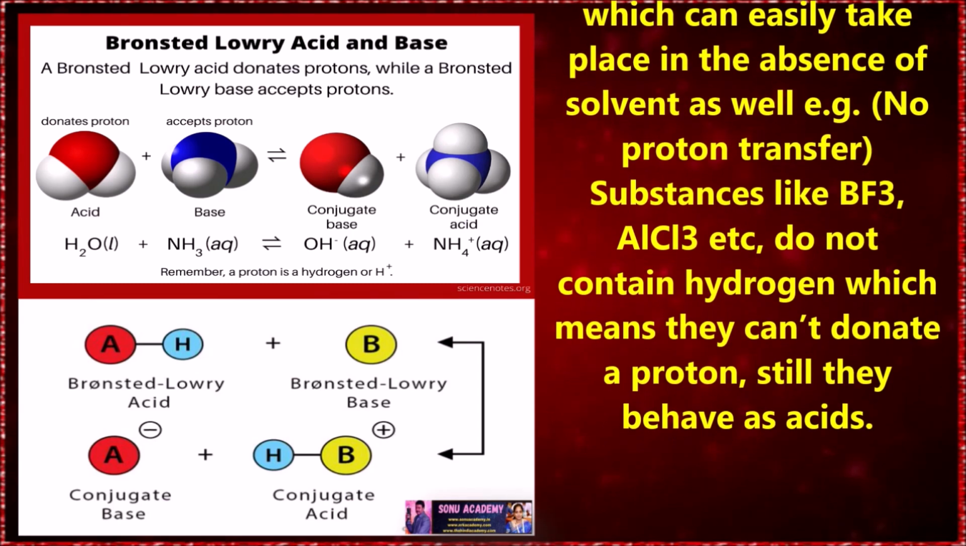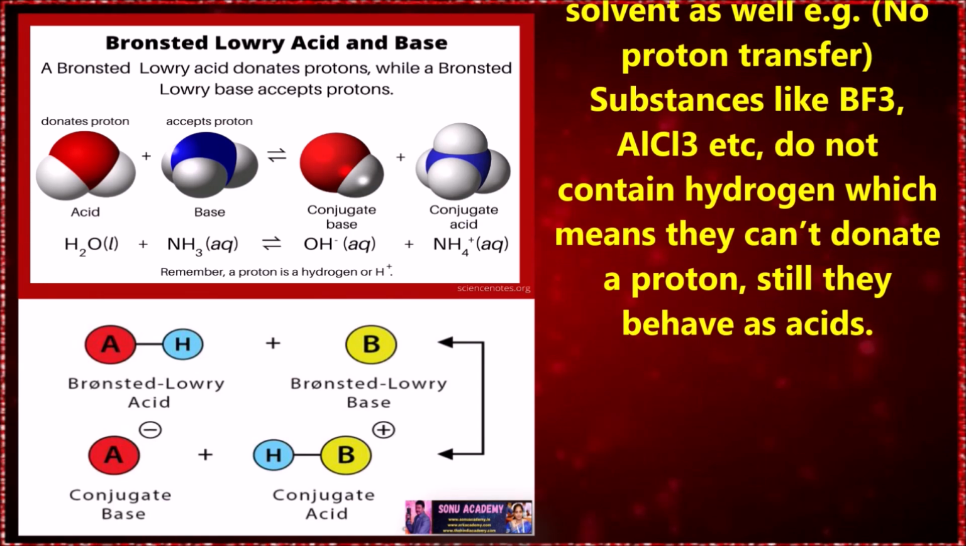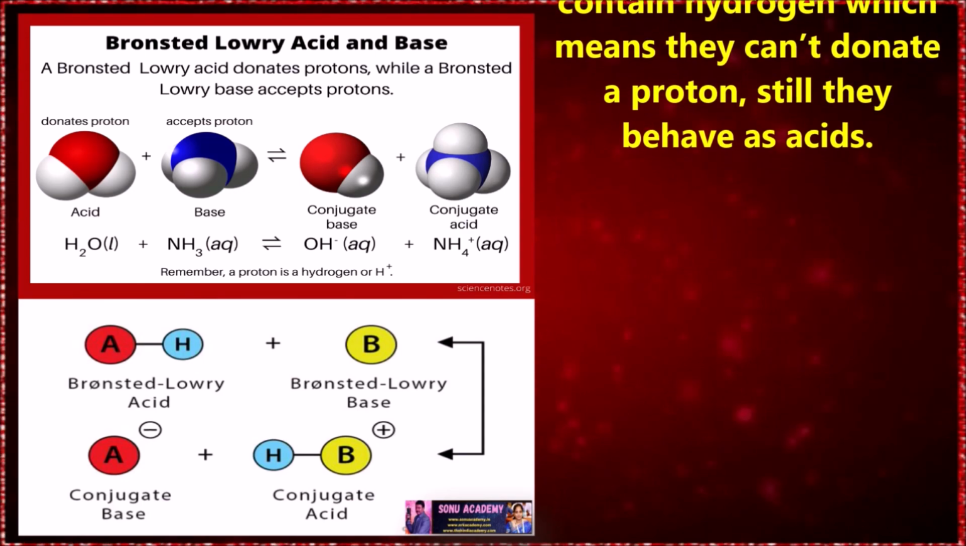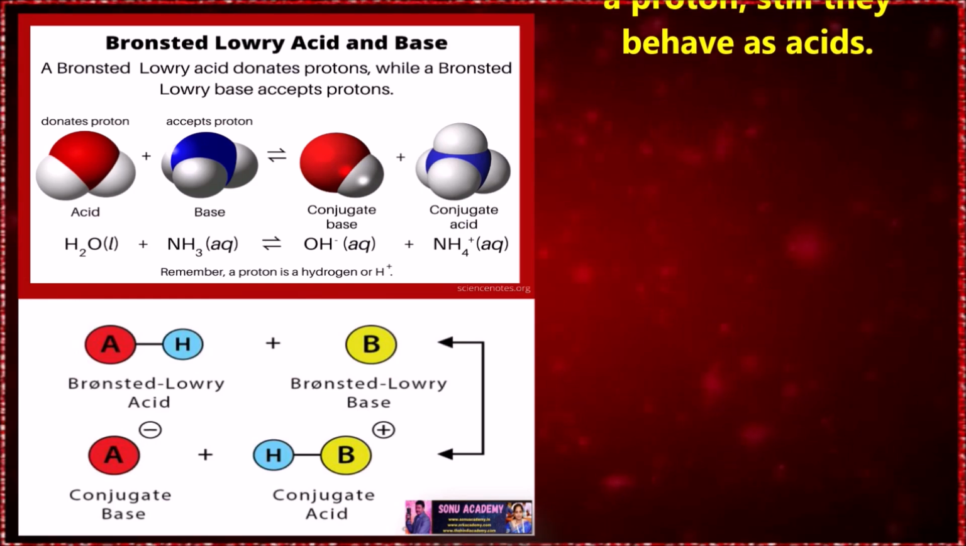Substances like BF3, AlCl3, etc. do not contain hydrogen, which means they cannot donate a proton, yet they still behave as acids.